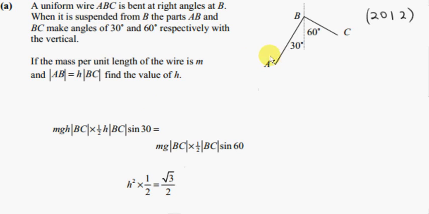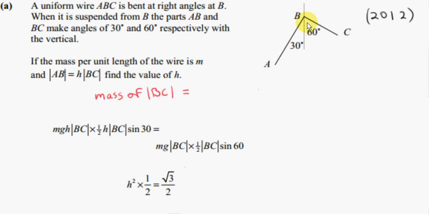A uniform wire ABC is bent at right angles at B. When it is suspended from B, the parts AB and BC make angles of 30 degrees and 60 degrees respectively with the vertical. If the mass per unit length of the wire is m and AB is h times BC, find the value of h.